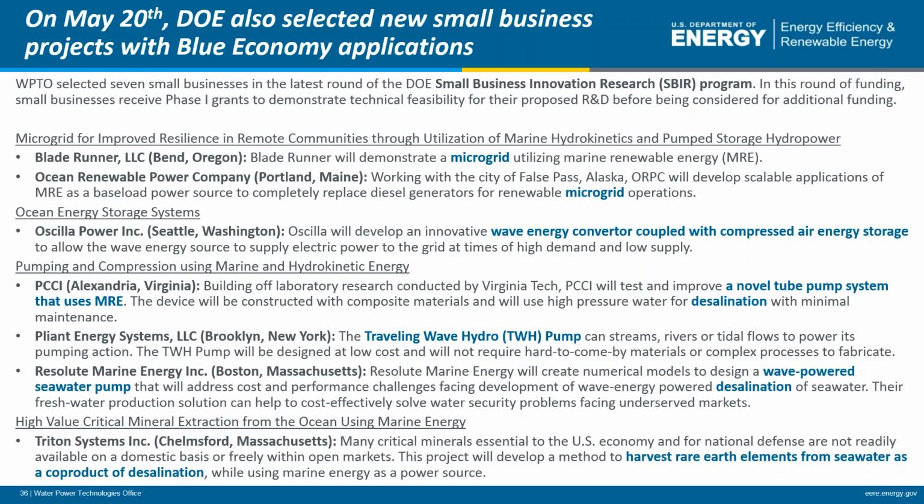As you can see on the slides here, a total of 7 projects were selected over those 4 topic areas: Blade Runner and ORPC in the first topic area, Oscilla in the second, PCCI, Applied Energy Systems and Resolute Marine Energy in the pumping and compression topic area, and then Triton Systems in the critical mineral extraction topic area. All of these projects were selected for phase 1 funding, up to $200,000 in 1 year. And then at the end of that 1 year, at the end of phase 1, they have the opportunity to compete to move on to phase 2.